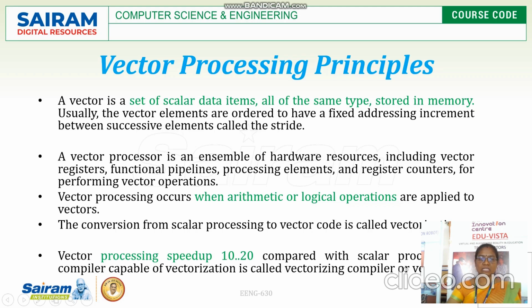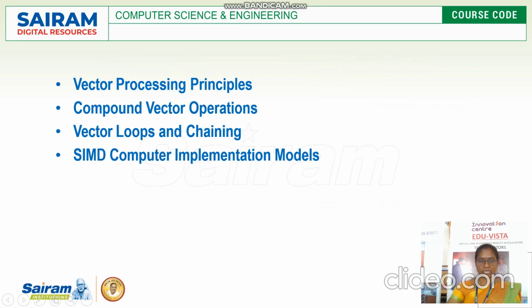A vector processor is an ensemble of hardware resources including vector registers, functional pipelines, processing elements and register counts for performing vector operations. Vector processing occurs when arithmetic or logical operations are applied to vectors. And these vector processors can increase speed by 10 to 20 times compared with scalar processing.